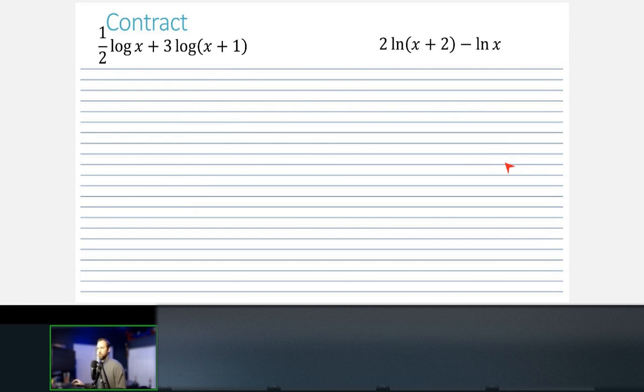These are, in a way, easier. Yeah, so move the exponent. So move the coefficients back to exponents. Good. So we got the log of x to the 1/2 power plus log. All right, now what?